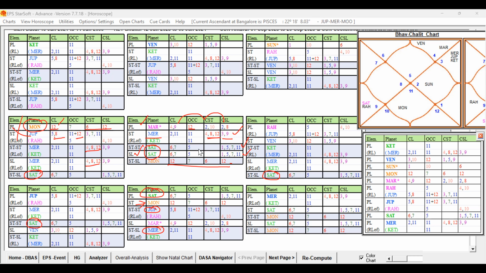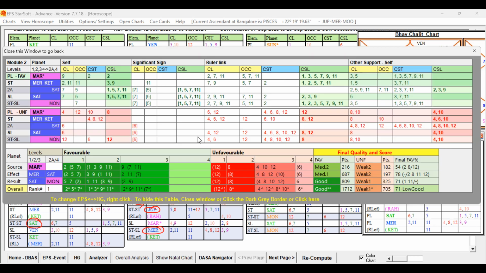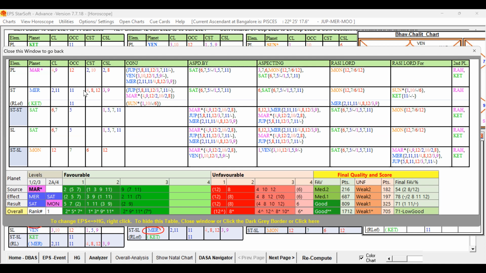If you look at that EPS house grouping table, 4, 12, 10, 8, but the star lord is having 4, 8, 12, but the sublord, 2A level, sublevel are not having any grouping, only 6 and 6. But look, the favorable grouping is very strongly present. If you look at the EPS table, the star lord is having 4, 8, 12, but you can see Saturn here.